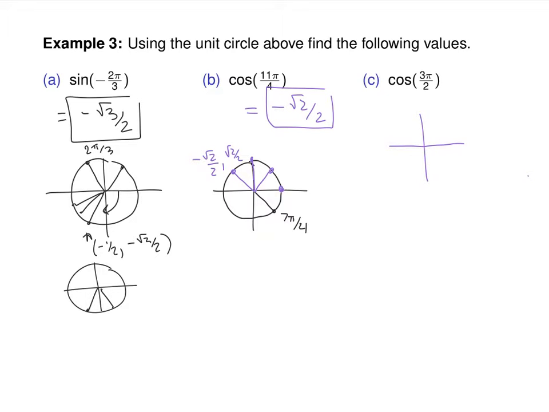Three pi halves on the circle. That's this point whose coordinates are 0, negative 1. Cosine is the x. That is going to be 0. So on the unit circle, cosine's the x-coordinate, sine's the y-coordinate.